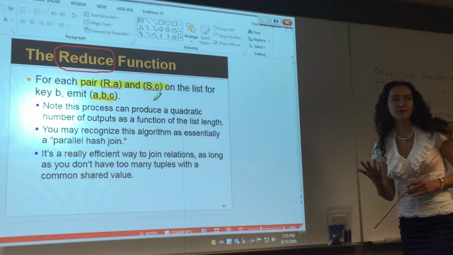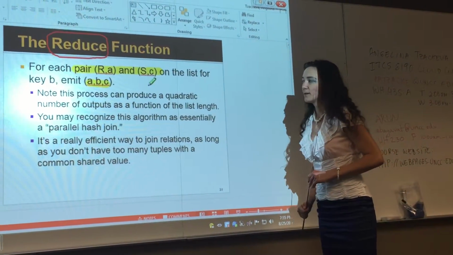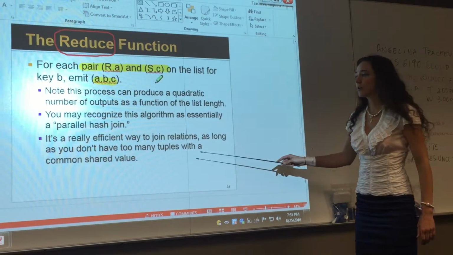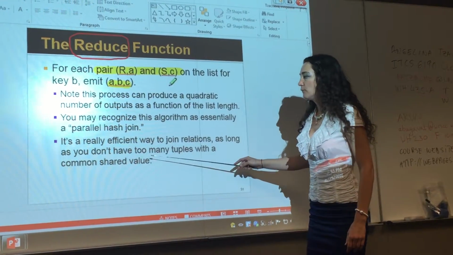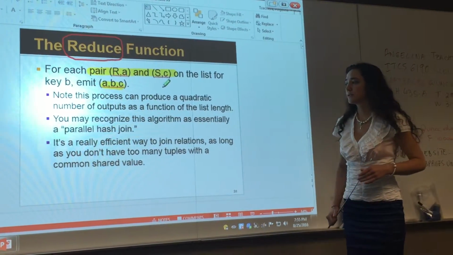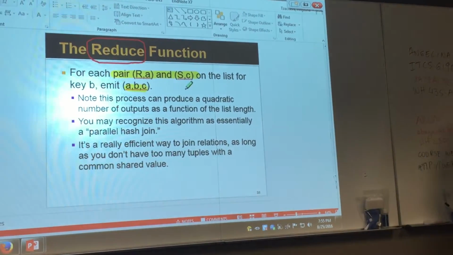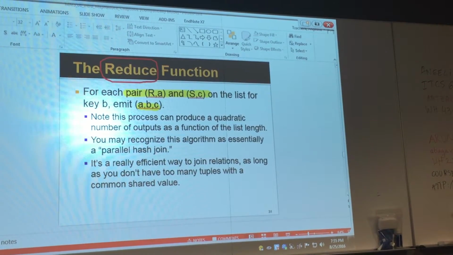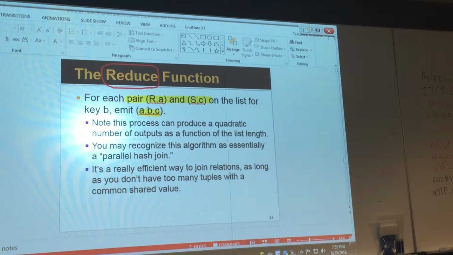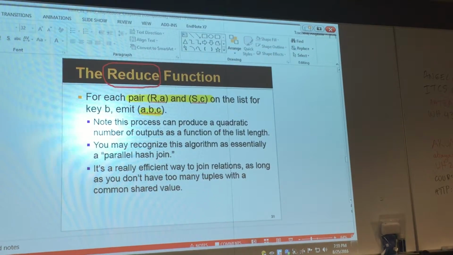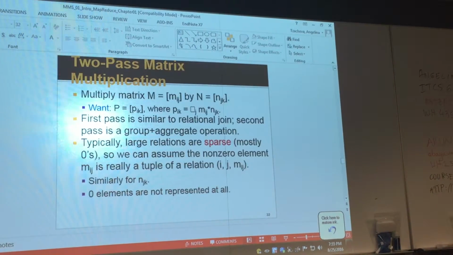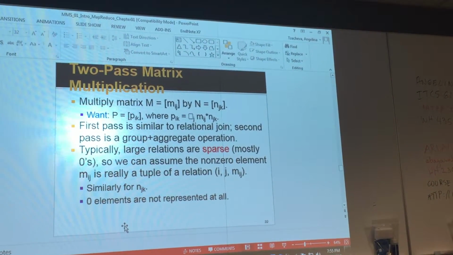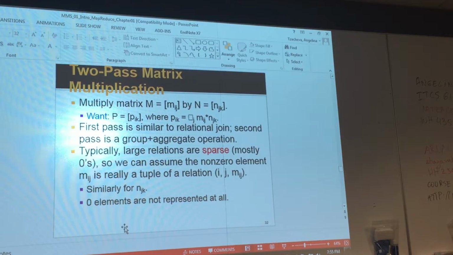We could consider this a parallel join, a parallel hash join. This could work if we don't have too many tuples with the same shared value. So that's how we join them.